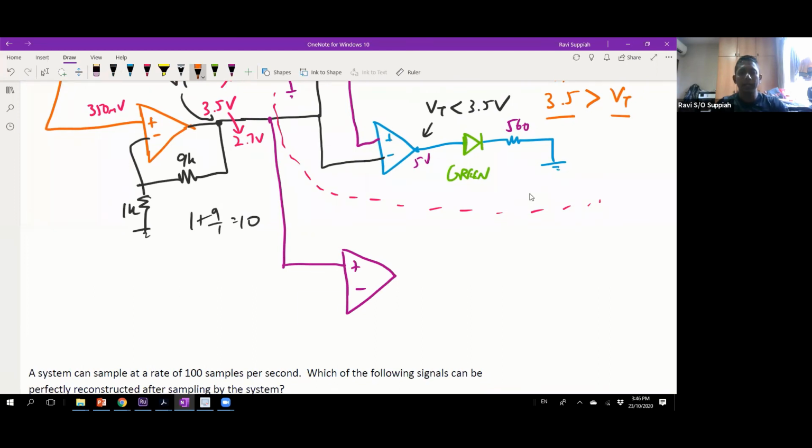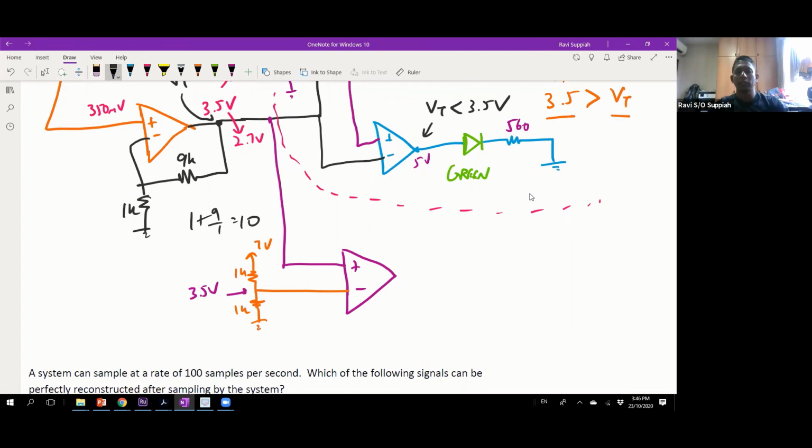Okay, so this negative here is your 3 point, this is 1K, 1K. So this is your 3.5 volt reference. Okay, so with a single op-amp, how can I still do this?